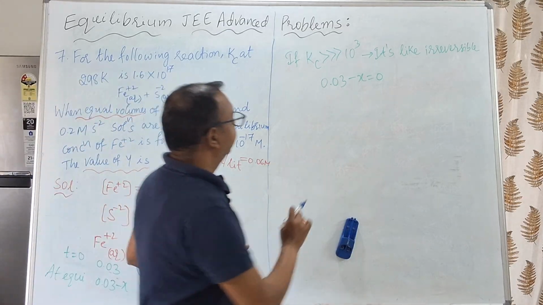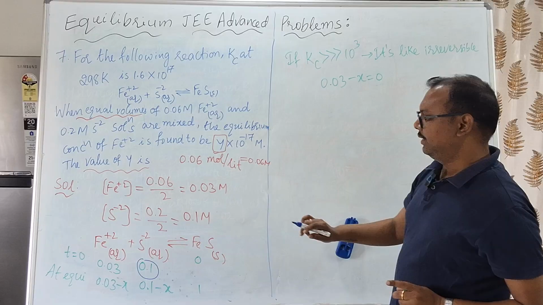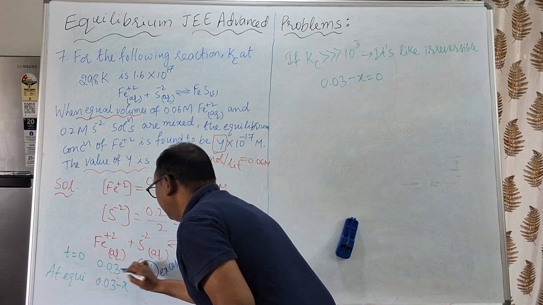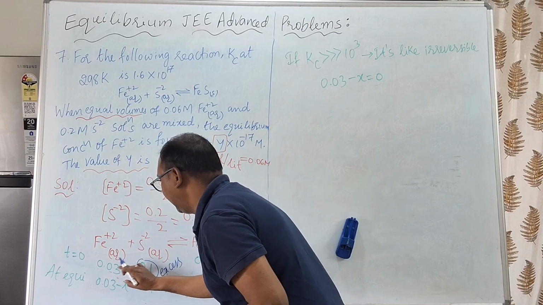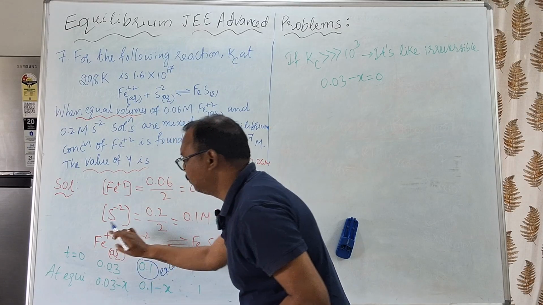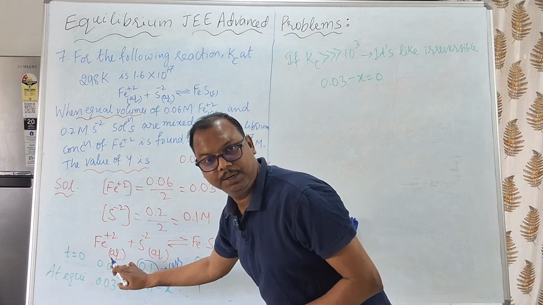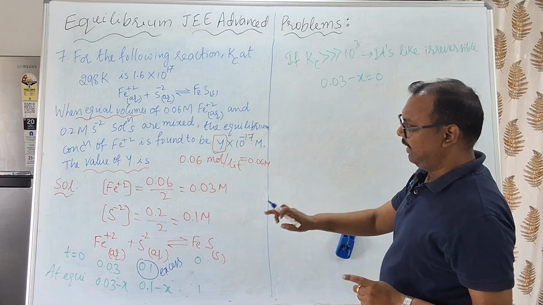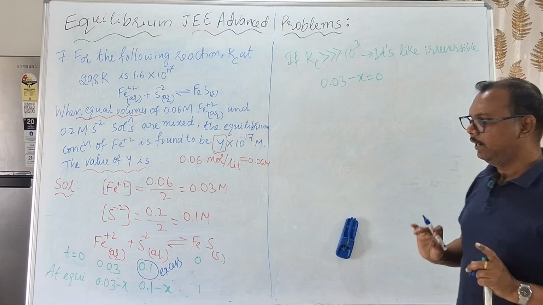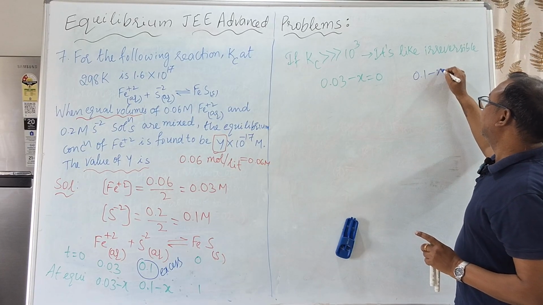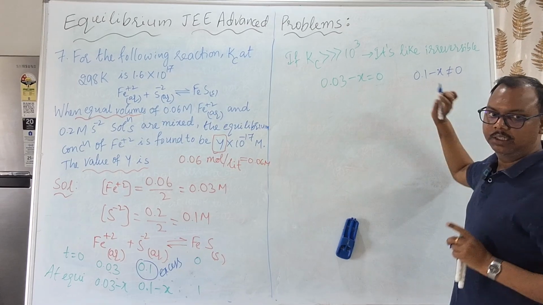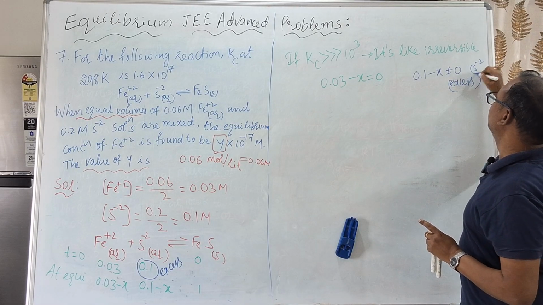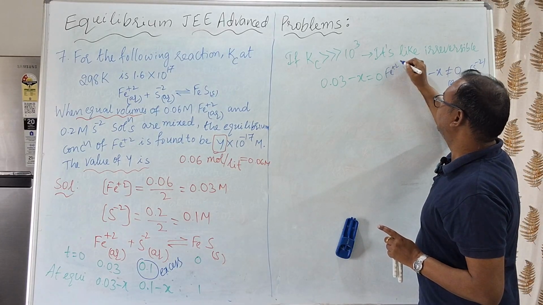Here, the limiting reagent is 0.03, which is very small compared to the other. 1 mole requires 1 mole, but here 0.1 mole would require 0.1 mole, and it is very less. Therefore, it alone becomes 0. The 0.1 is in excess, so 0.1 minus x does not become 0. This is the condition, because it is excess. Keep that in mind. It belongs to S minus 2, and the other belongs to Fe plus 2.